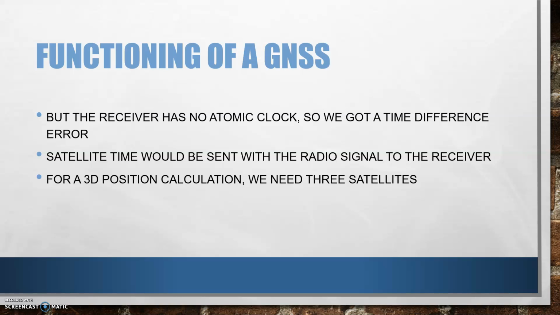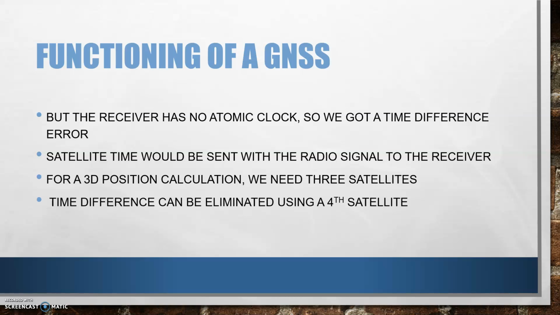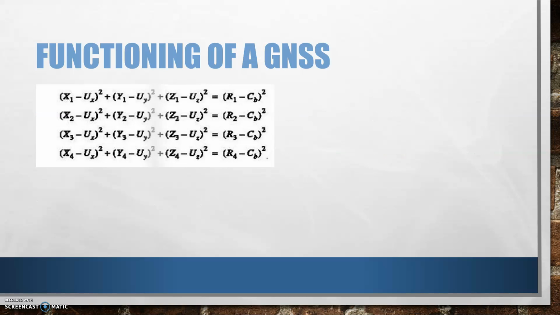So for a three-dimensional position calculation, we need three satellites at least, so that we could determine a 3D location. But then we use another satellite in an orbit of a global navigation satellite system. We have a minimum of 4 satellites rotating in the same orbit. That is because the fourth satellite can be used to determine the time difference of the receiver.